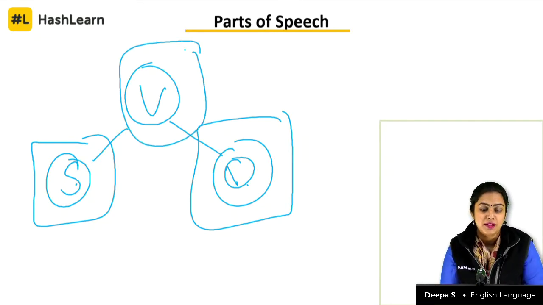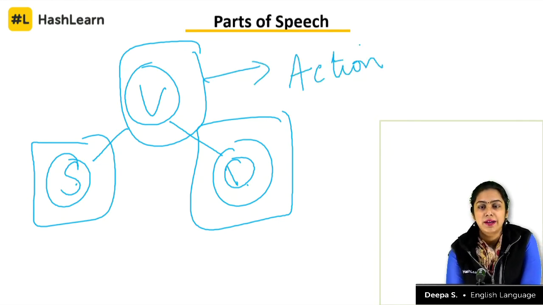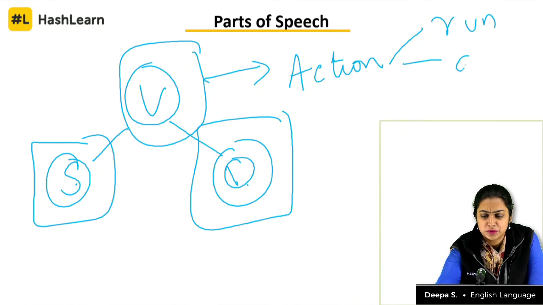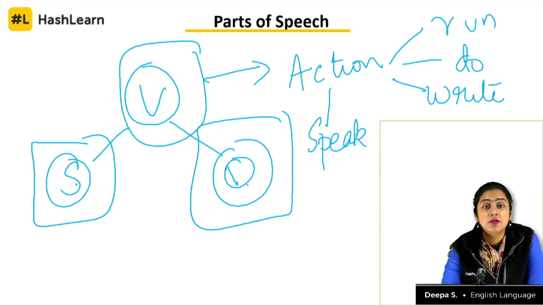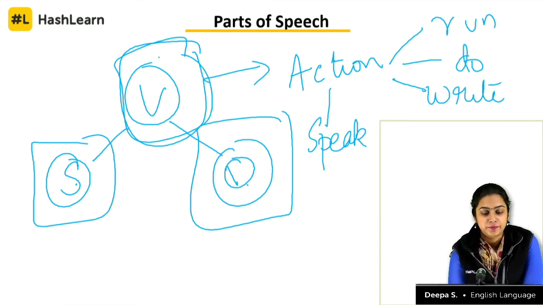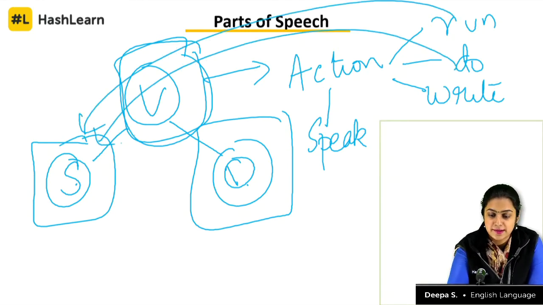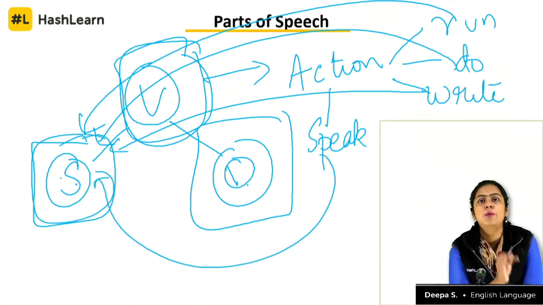What is the verb? The verb denotes an action. Examples of words: run, do, write, speak. You get the idea, right? Action happens in these words. What is the subject? When you have an answer to who runs, who does, who writes, who speaks, that's your subject. The who part of that is your subject. Who does the action?